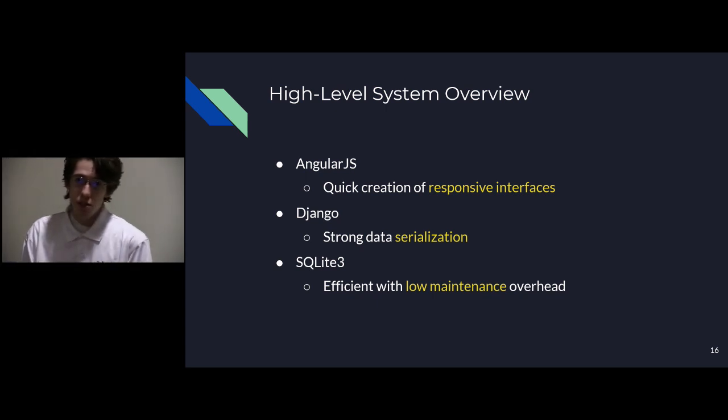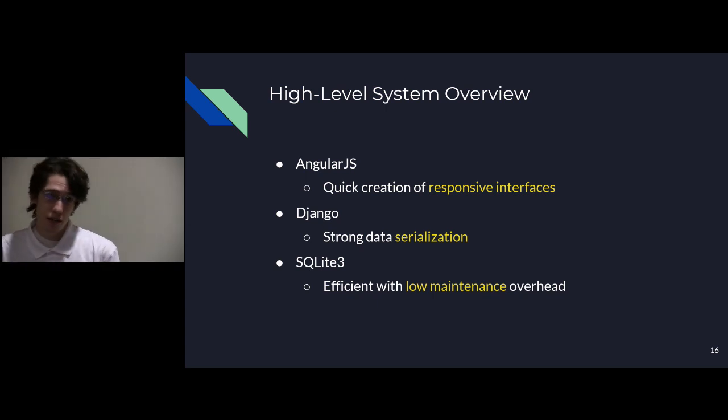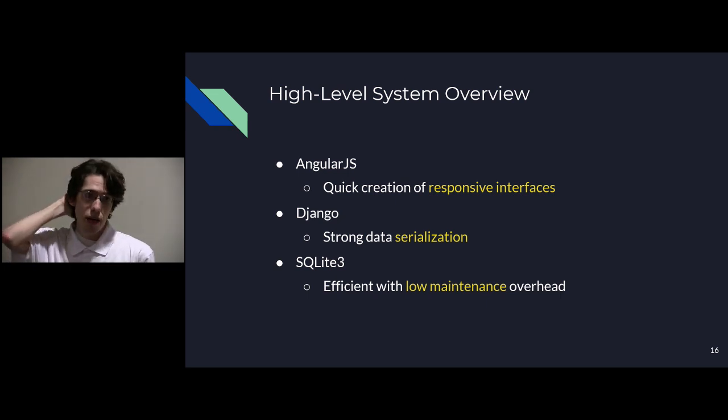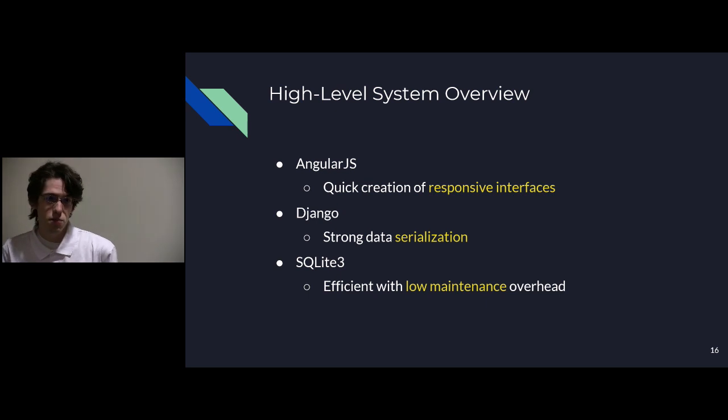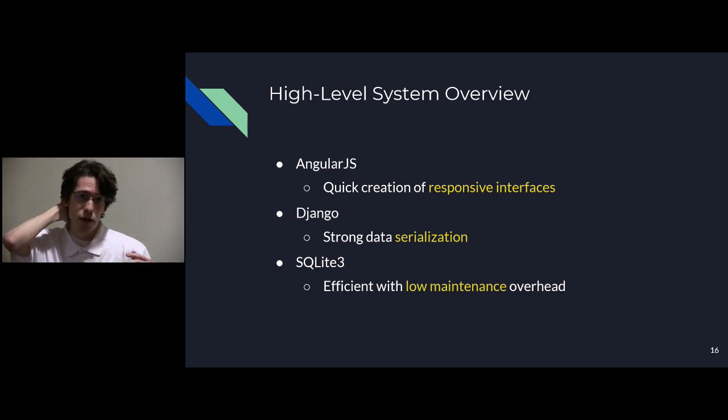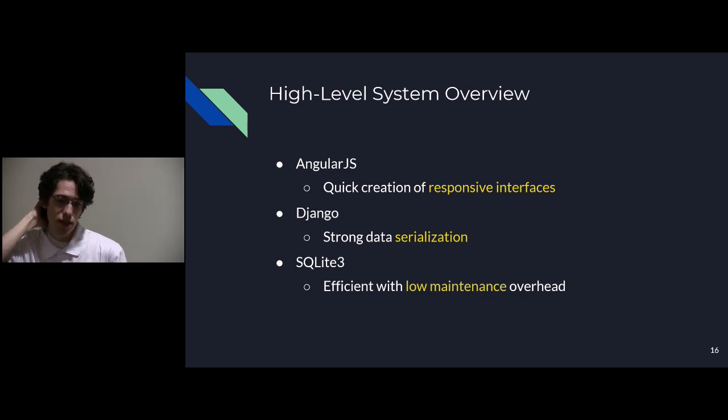Okay, so that brings us to a high-level system overview of the technologies used in this project. First, we have the front end, which is built in AngularJS to provide a responsive interface. We have a Django middleware, which is used to help communicate with the SQLite database as an API.